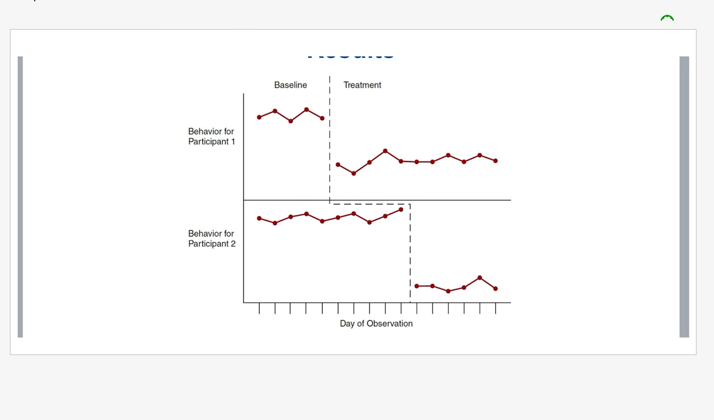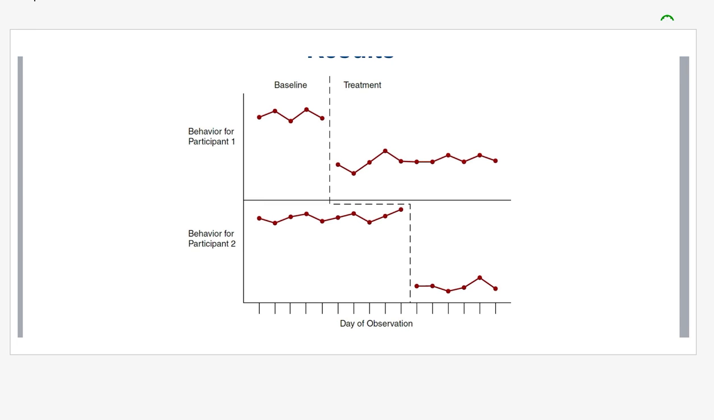So you have along the x-axis at the bottom days of observation. So first day, second day, third day. They don't have them numbered, but you get the idea. Each data point is a day. And then the y-axis, the vertical axis there, is showing our 2 different baselines, behavior for participant 1 and behavior for participant 2. So we actually have 2 people that we're studying here.